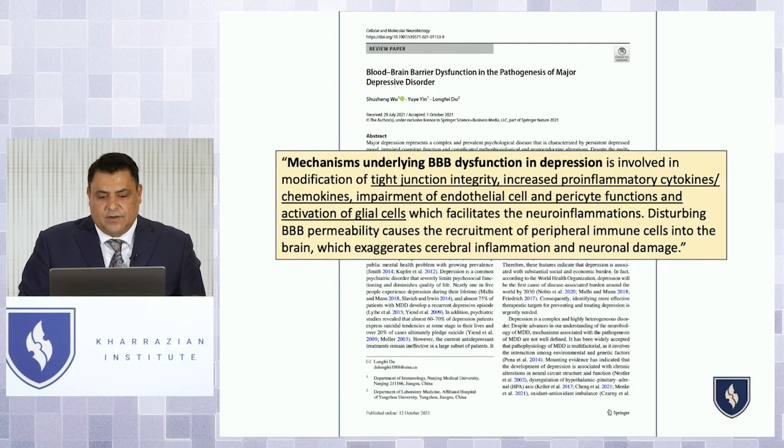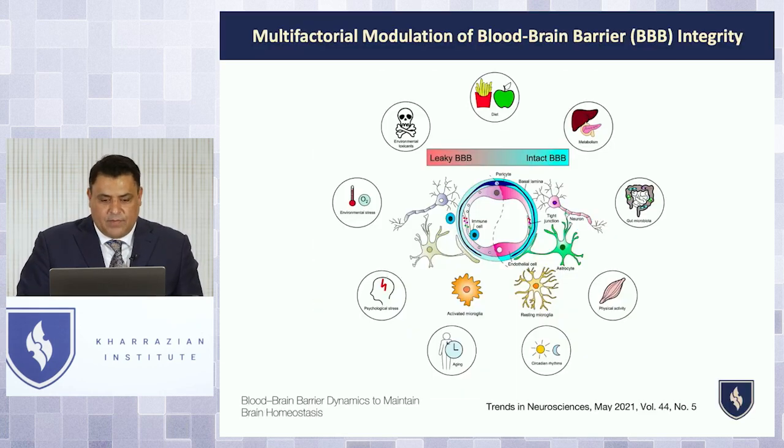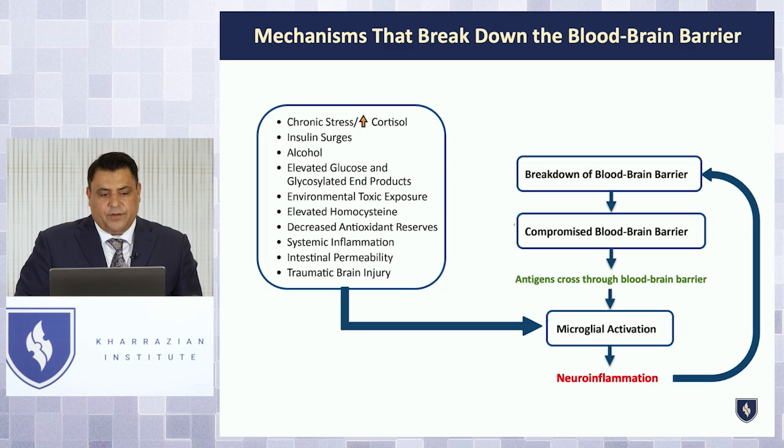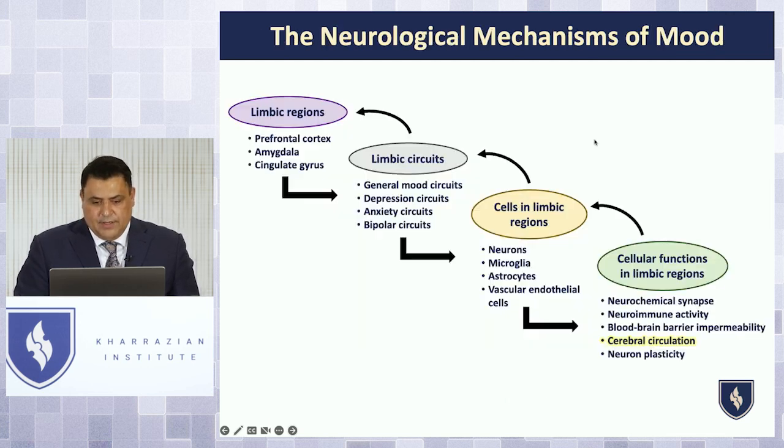There are some studies you can look at on your own there. There are some illustrations of blood-brain barrier permeability here. And I also made a chart for you of all the various things that cause the blood-brain barrier to break down. And here's a study where they show a nice illustration of blood-brain barrier breakdown, damaged neurons, and the promotion of major depressive disorder from a leaky blood-brain barrier.